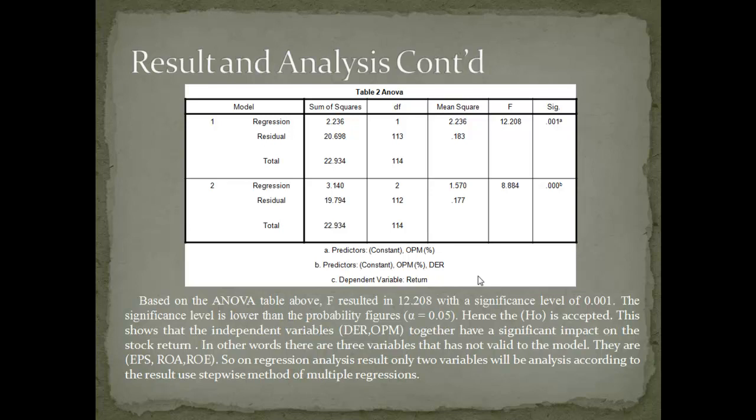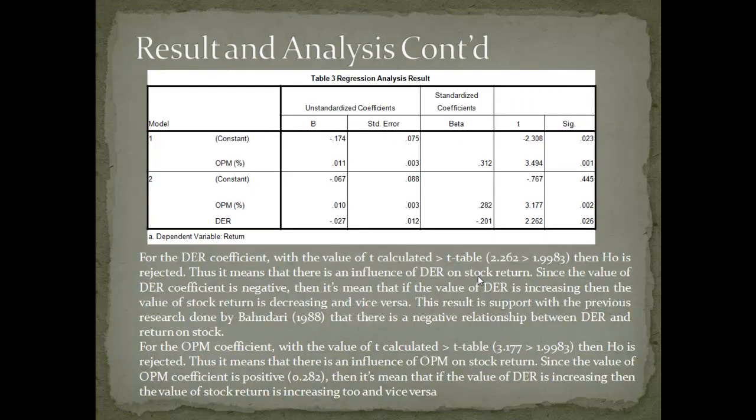Hence, the null hypothesis is rejected. This shows that the independent variables DER and OPM together have a significant impact on the stock return. In other words, there are three variables that have not contributed to the model. They are EPS, ROA, and ROE. So in the regression analysis result, only two variables will be analyzed, according to the result using the stepwise method of multiple regression. The third result analysis is the regression analysis result.